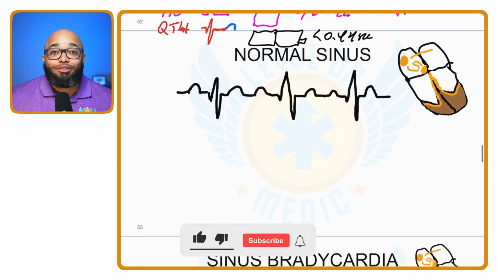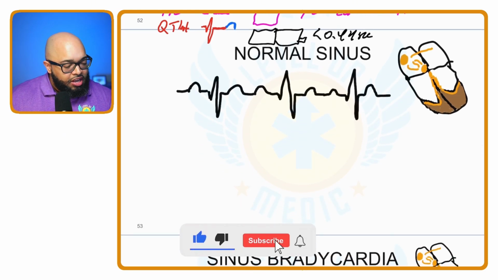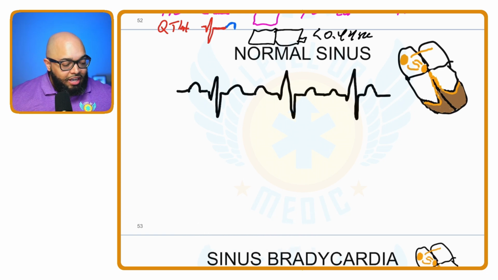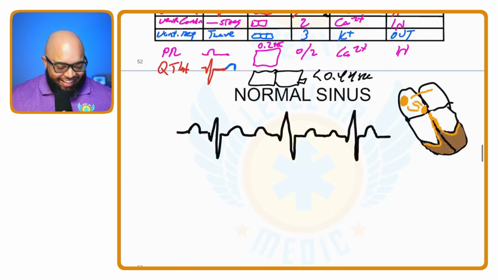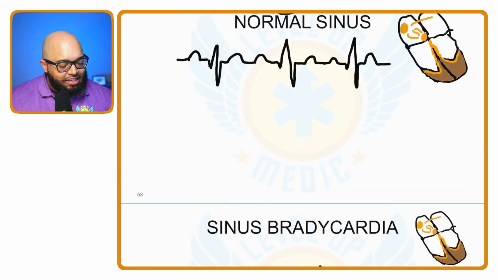All right, the next thing we're going to cover is a normal sinus rhythm. So we already said, so what do you know about it? You should know this. It's basically everything we just covered. A normal sinus rhythm looks exactly like you see. Let's talk about the parts you see.